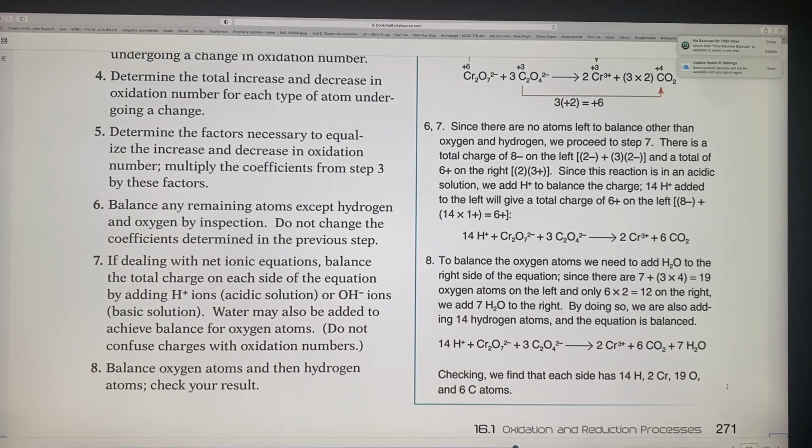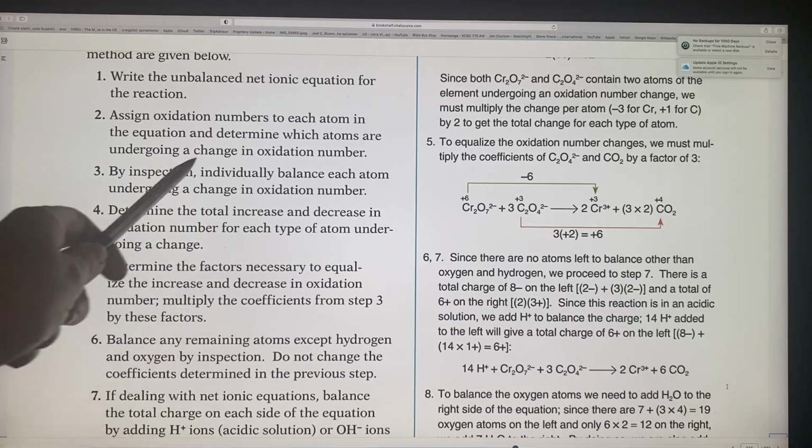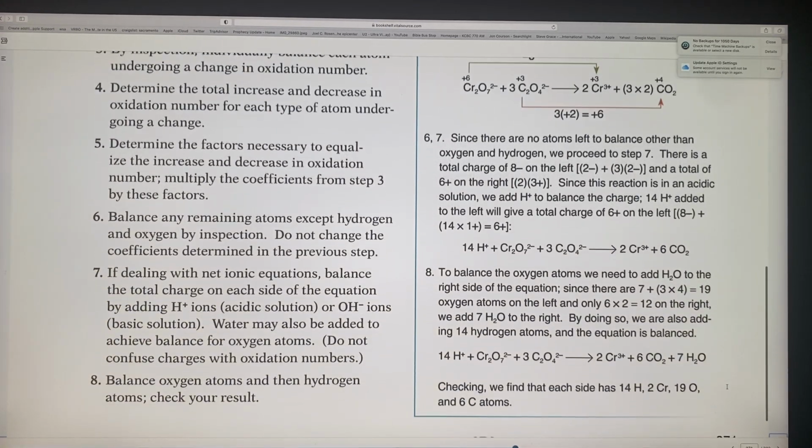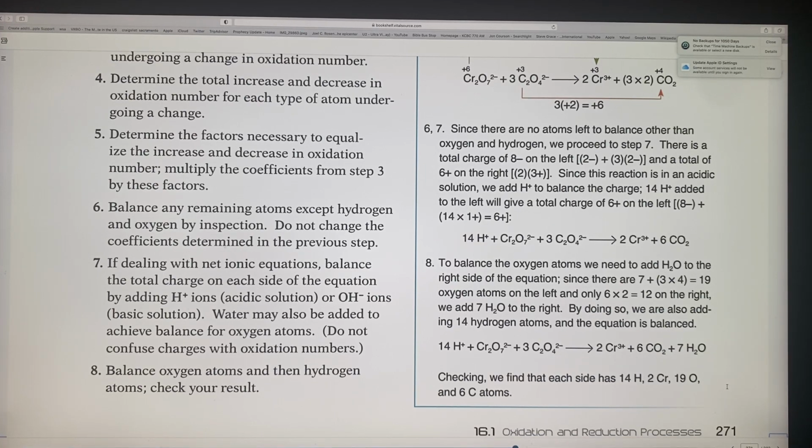And then we have to look and balance the remaining atoms. So the atoms we did first were the ones with changing oxidation numbers. And now we're going to do the ones that are just the spectators, the other ones that are there. They need to be balanced too.